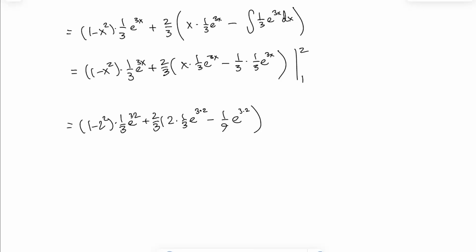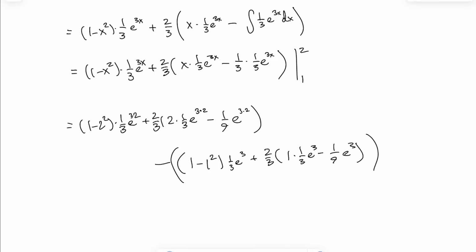Okay, that's what I get when I plug in 2 everywhere, and then I go minus, and now plug in 1 everywhere. There should be parentheses around this part. 1/3 e to the 3 plus 2/3. 1 times 1/3 e to the 3 minus 1/9 e to the 3. Like that. I think that'll do it.